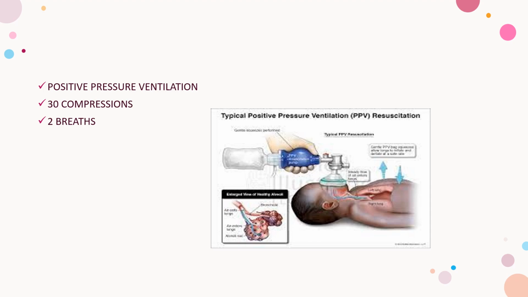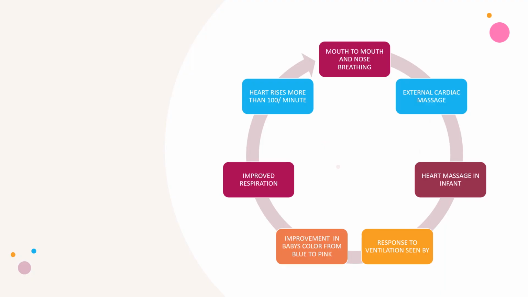30 compressions should be given and 2 breaths. Let's see, if there is no Ambu bag, and the situation is in the home or in the marketplace or some other place, mouth to mouth and nose breathing has to be given. Make a tight seal with your lips to enclose both the nose and mouth of the baby. The artificial breath should be given with lesser force but a faster rate, around 30 breaths per minute.